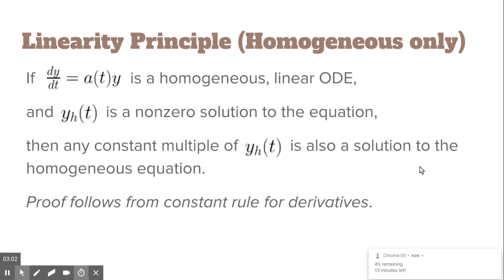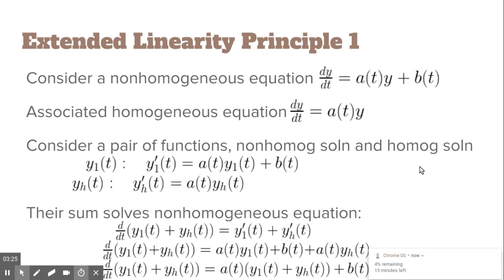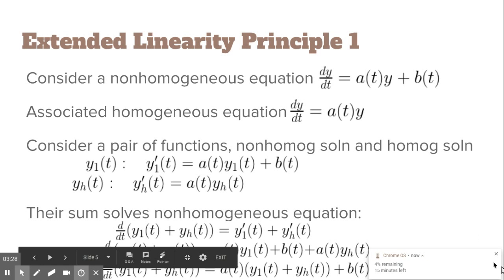For a linear differential equation that is homogeneous, if we find one non-zero solution to that equation, such as written here y sub h of t, h for homogeneous, then any constant multiple of that solution is also a solution. And the proof follows from the constant multiple rule. Secondly, we have the extended linearity principle.